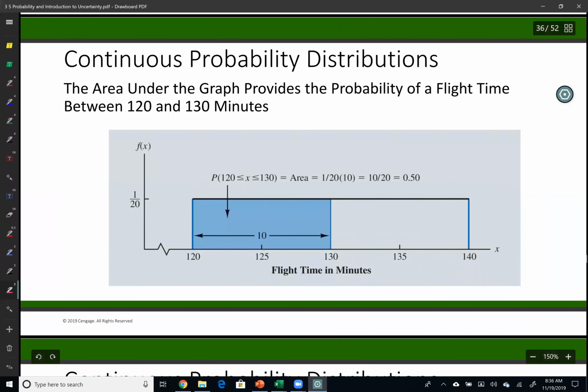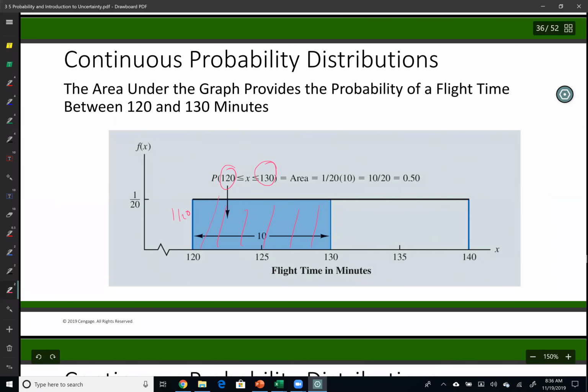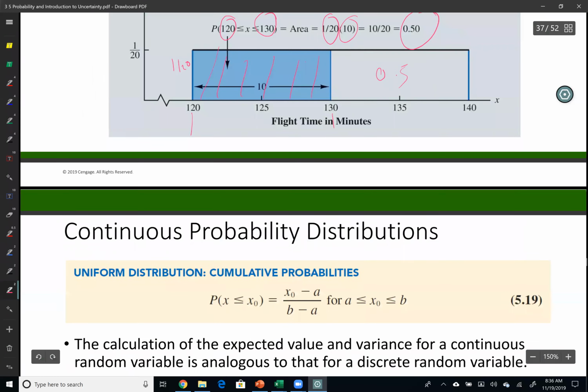I could ask, what's the probability of having a flight of 130 or less? Basically, I'm covering, as you see here, this 10 minutes out of 20. So the area for this rectangle is 1 over 20 is the height, and the length is 130 minus 120, which is 10. So 10 times 1 over 20 will give you 50% chance it will end up here, another 50% chance it will be between 130 to 140. All right.